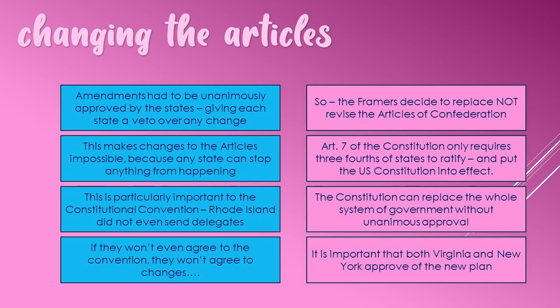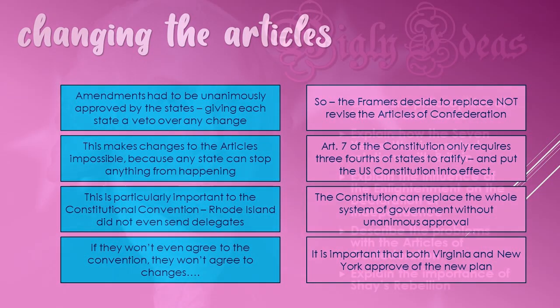Now, what we're going to get into later is we're going to talk about how important it is that New York and Virginia, they were the biggest states. So even though 9 out of 13 states had to agree, then it was official. If New York and Virginia didn't like this plan, it was not going to happen. So we're going to deal with that when we talk about the Federalist Papers.